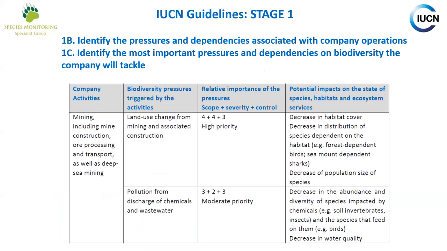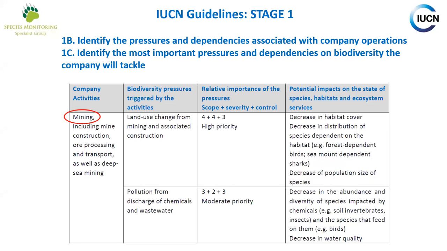The next steps in this stage are all about helping the company identify the pressures and dependencies associated with their operations and supply chains. Now, as we do throughout the guidelines, we provide a number of hypothetical examples. You will notice that some of them are based in the sectors of the companies we worked with, but a lot of the examples themselves are literally hypothetical, to give you an idea of the sorts of things that companies will get out of applying the guidelines.